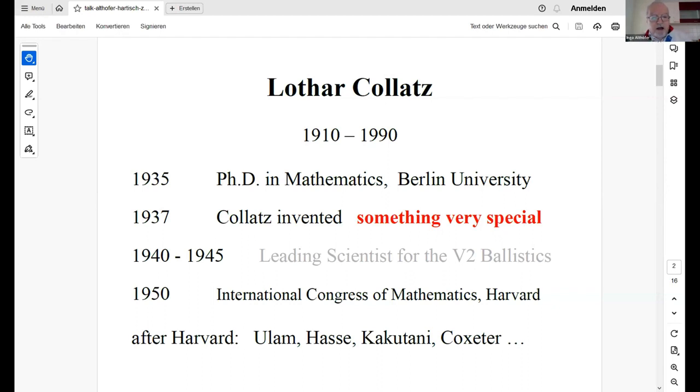And then the war started, and Collatz became a leading scientist in the development of the V2 ballistics. So V2, the German rocket against London and Antwerpen. Then after the war in 1950, there was the first International Congress of Mathematics at Harvard. And after Harvard, several people started to spread an interesting open problem. Ulam did, Hasse did, Kakutani, Coxeter, and others. And this interesting problem had been proposed by Collatz. It was this very special thing he had designed in 37.